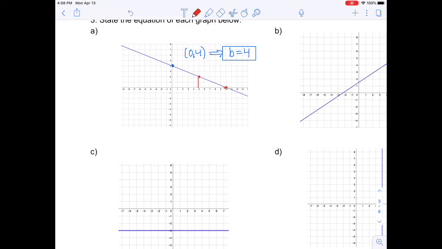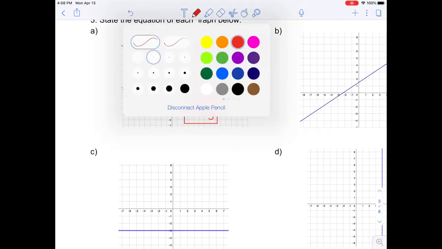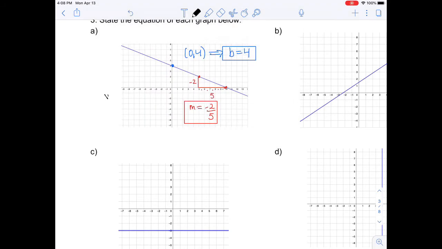Okay, and I can see I go down 2 and across 1, 2, 3, 4, 5. So my slope is -2/5 because that is the rise over the run. I'm just counting squares in this example. So my final answer is y equals -2/5 x plus 4.